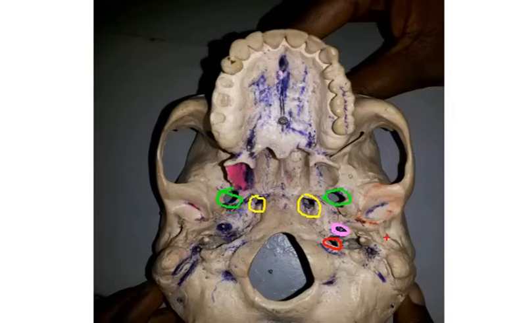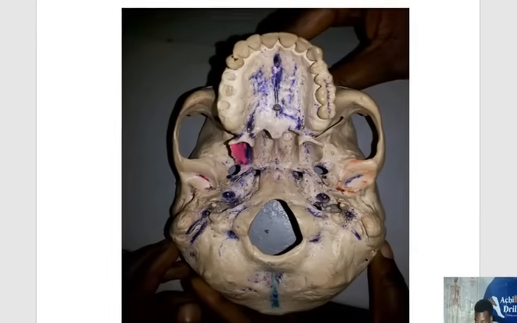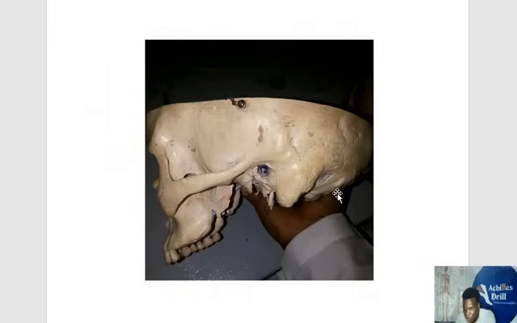And then right here we have the mastoid process, and we have the styloid process here, where it's not too defined. The styloid process, you will notice it in the lateral part of the skull. We'll get there. There's a better picture for it. Okay, looking at the skull from the side.